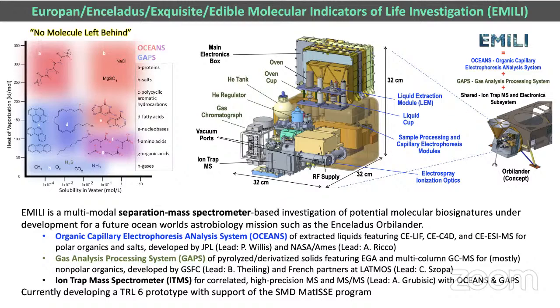There's a lot more detail about the background of that motivation in a paper that I can forward to anyone who's interested. Our engineering concept for what this might look like on, say, a Europa or Enceladus Orbilander is shown in the upper right. There's a lot of detail in there. It's just the idea of what all the components and boxes are that are involved in having a dual, multimodal, really, separation mass spectrometer.